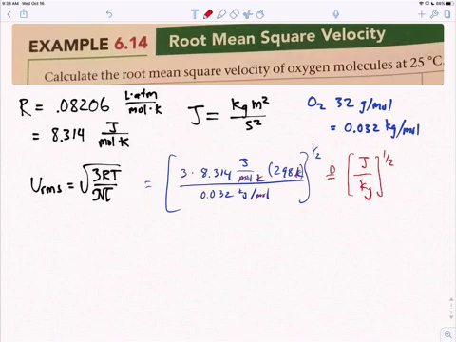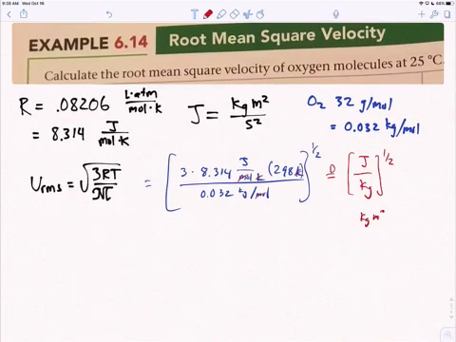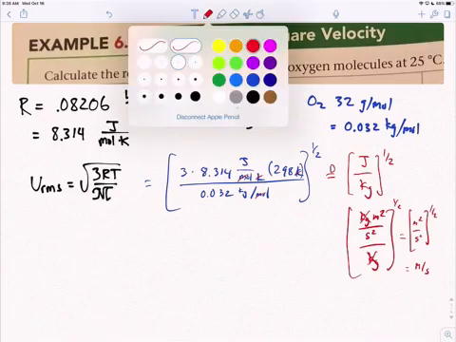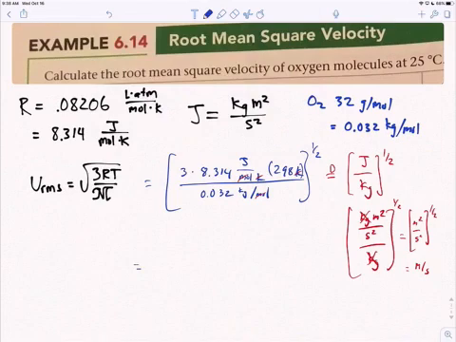So a joule over a kilogram, this is a kilogram meter squared per second squared divided by a kilogram, to the 1/2, which is a meter squared per second squared, right? The kilograms cancel. It's a meter squared per second squared, square root, which is meters per second. So taking the square root of meter squared over second squared is meters per second. Then you just have to put this into your calculator.